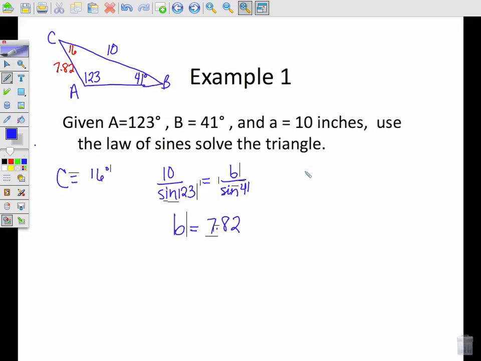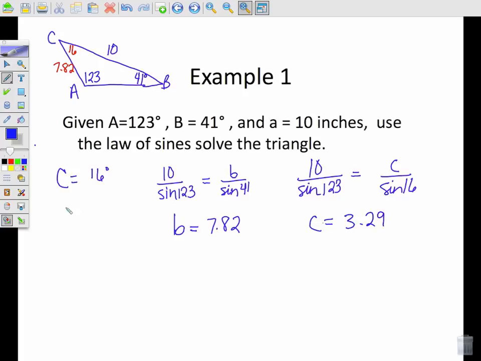And finally, let's go to side c. So you do 10 over the sine of 123 equals b over the sine of 41, and you cross multiply and divide there. Excuse me, let me reverse that. We are needing to find c now, not b. So you do c over the sine of 16. Cross multiply, divide, you get a c value that is equal to 3.29.